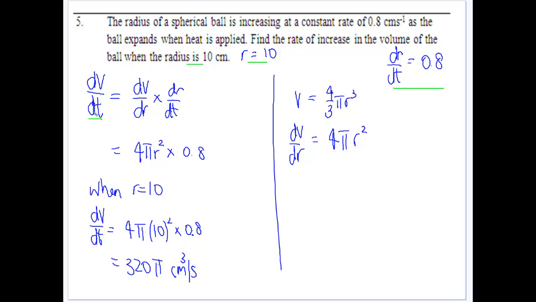So how do we find dv dt? Well, we've got to use the chain rule because we've got nothing for the volume in terms of time. We do know the volume in terms of the radius because we know our formula is 4 on 3 pi r cubed, or dv dr would be 4 pi r squared. So we can use our chain rule for dv dr, and we've got dr dt, so we can put that together. So when r is equal to 10, we can substitute the 10 in there and get 320 pi centimeters cubed per second.